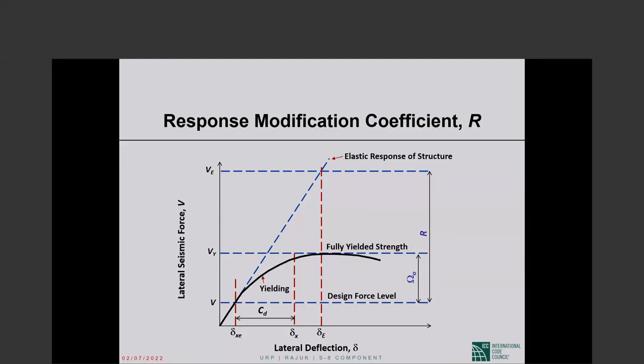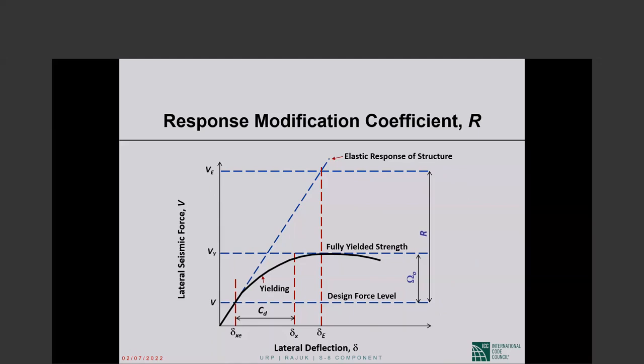Okay. You know by now that we do not design our structures to respond elastically to the design earthquake. So we design for a much lower force level than V sub E, and that design force level, the design base shear, is V. Okay. Now the ratio between V sub E and V is the response modification factor R. Now that is a little bit simplistic.